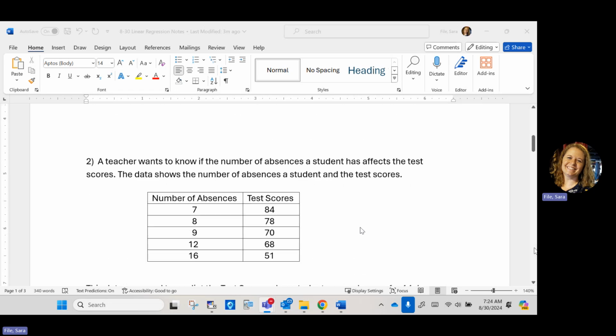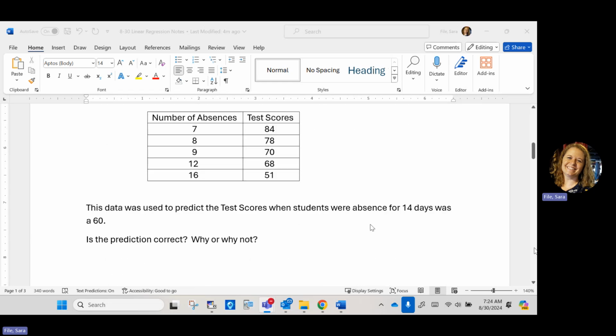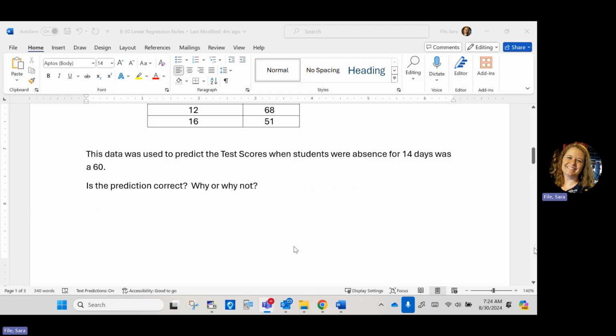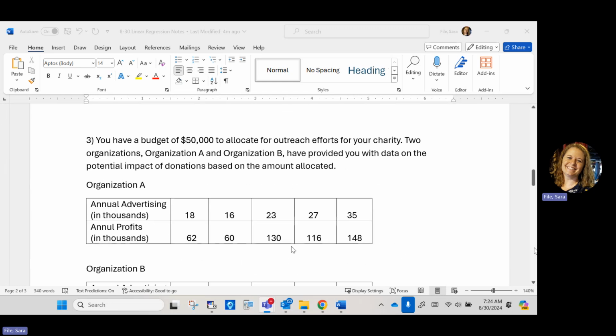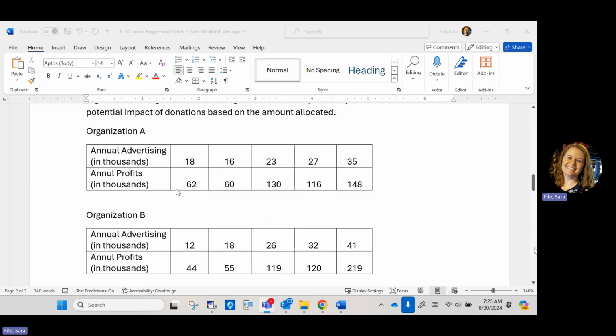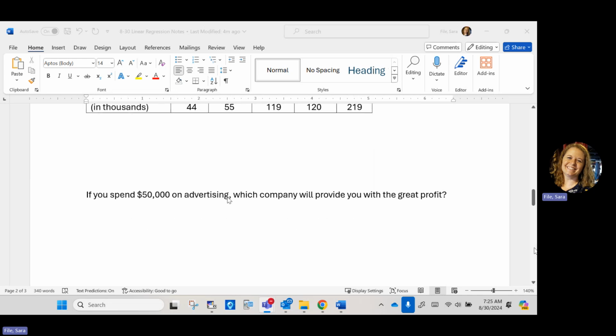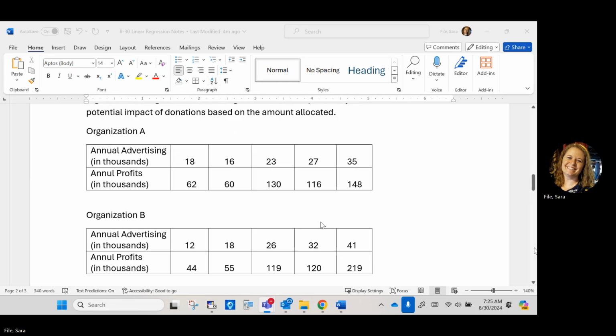In this one, we're given the number of absences versus test scores for some students. Same thing, given a prediction that was made, we want to answer whether that's a good prediction, a correct prediction or not. And then if you flip over, the other types of examples are you're given the data for two different groups. In this case, two advertising companies and their profits. So you are comparing two data sets. It says if you spend 50,000 on advertising, which company would be the best one to go with? So 3 is comparing two data sets.